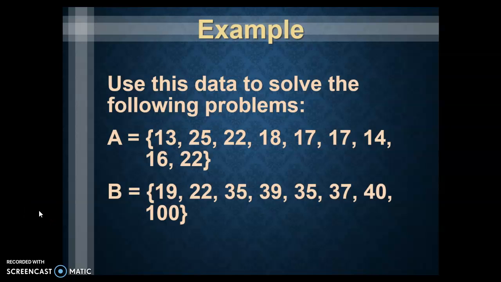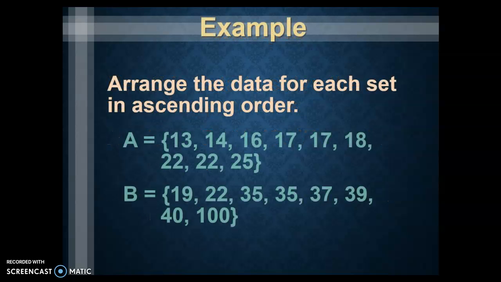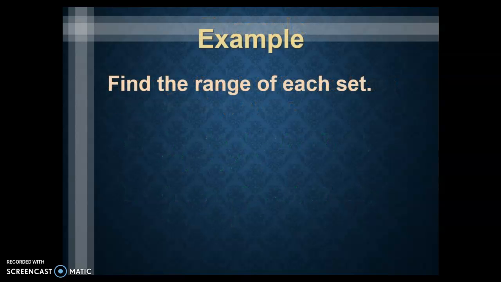All right, guys, this is part 2 of our statistical measures video, and we left off with this set of data. We were getting ready to solve some problems using these numbers, so let's get back at it. All right, first we want to arrange our data in ascending order, so least to greatest here. We've got them arranged. After that, we can find the range of each set.